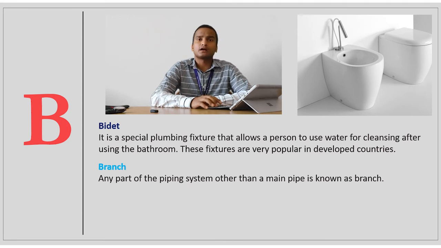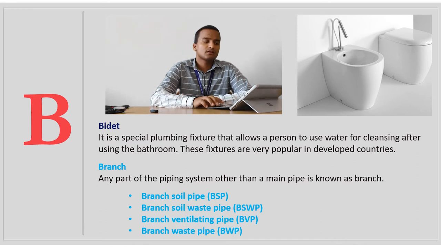Then we come to branch. See, when we discuss piping network for the distribution of water, surely there will be some main pipes and there will be some branch pipes. So branch is any part of the piping system other than the main pipe. So branches are also further classified as different kinds of pipes.